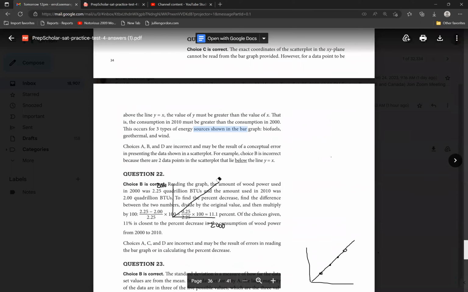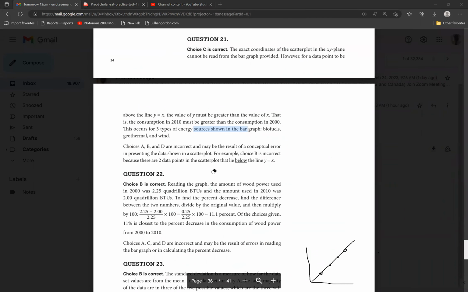What else are they saying? Choices A, B, and D are incorrect and may be the result of a conceptual error in presenting the data shown in the scatter plot. For example, choice B is incorrect because there are two data points in the scatter plot that lie below the diagonal.